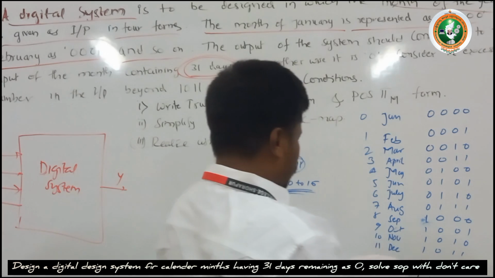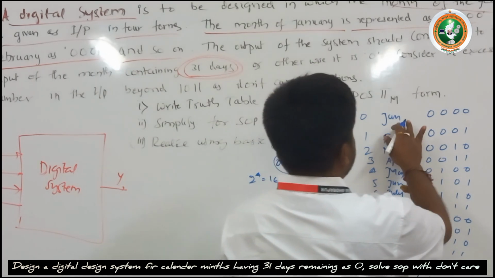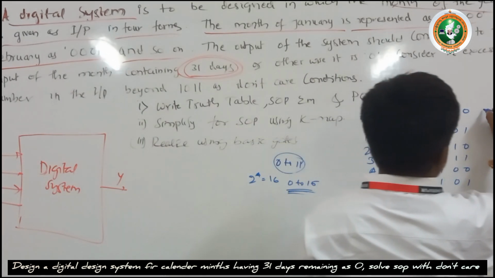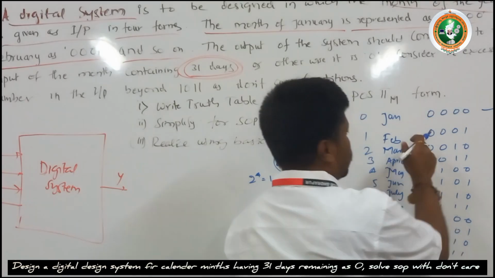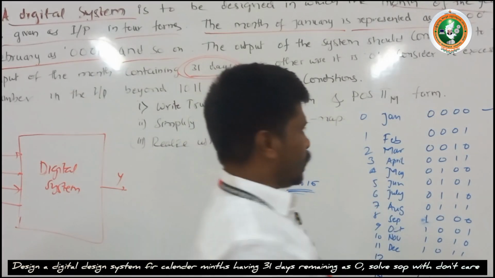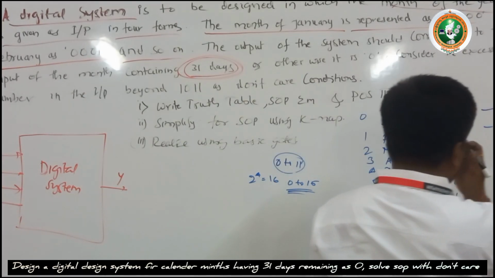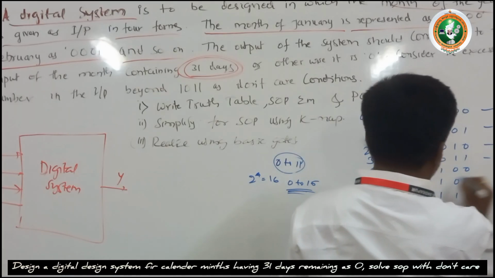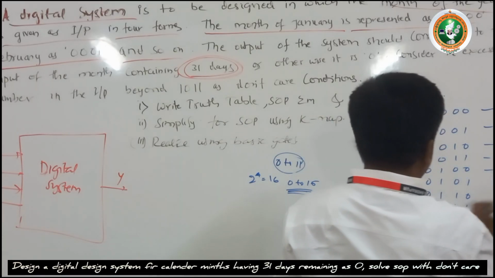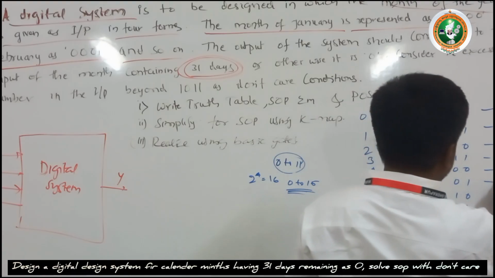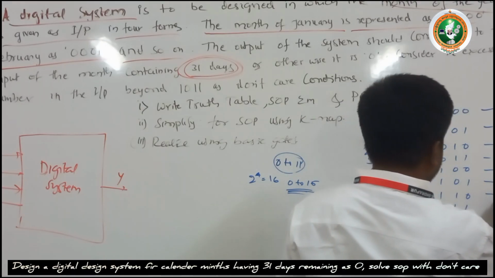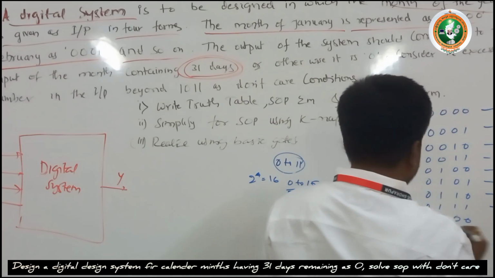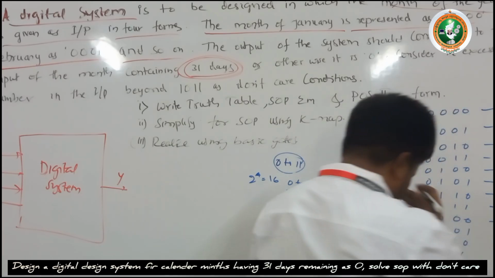Which month is having 31? Jan is having 31 first, so it's considered as 1. February is having 28 or something, whatever it means, so it's considered as 0. March is 1. April is 0. May is 1. June is 0. July is 1. August is 1. September is 0.